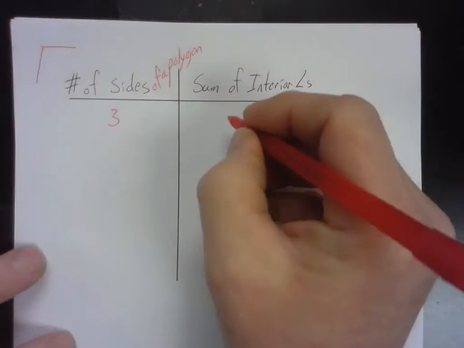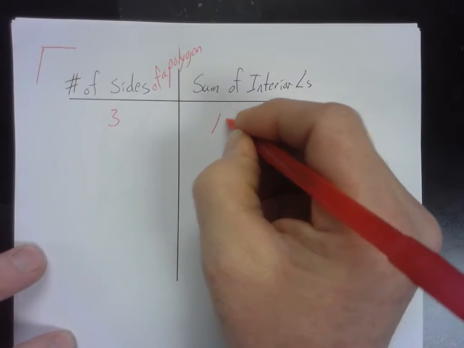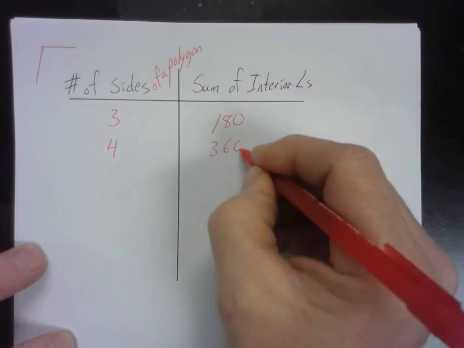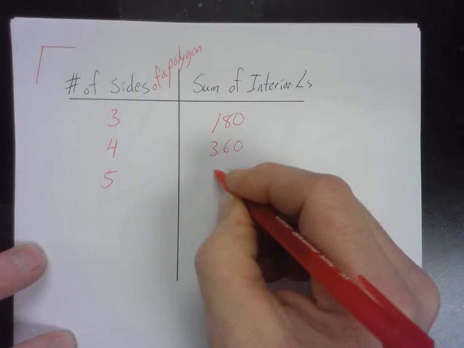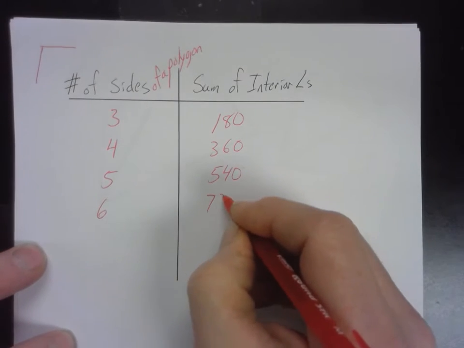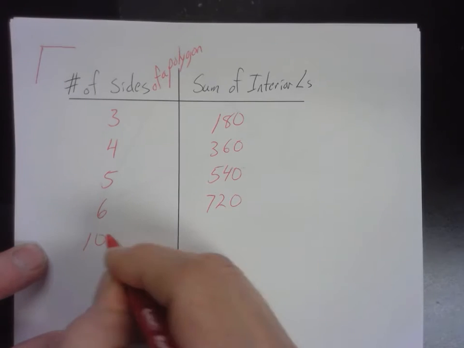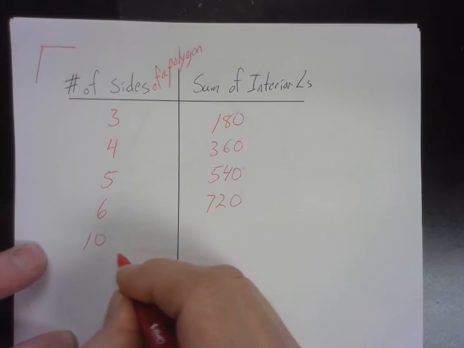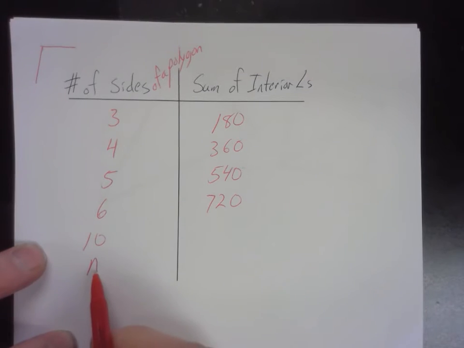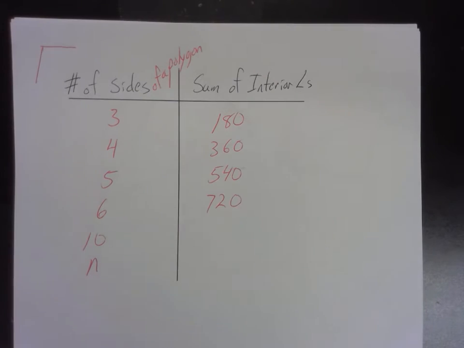What's the sum of the interior angles here? 180. And four sides? 360. And five sides? 540. And six sides? 720. And ten sides? And n sides? Do you understand what I mean by n sides? The number of sides, the number of angles, however many there are.